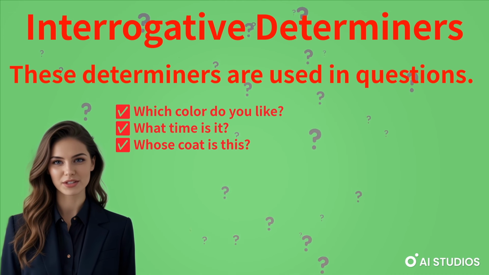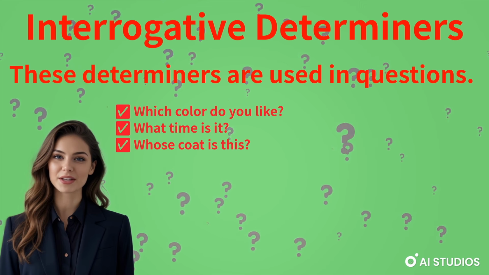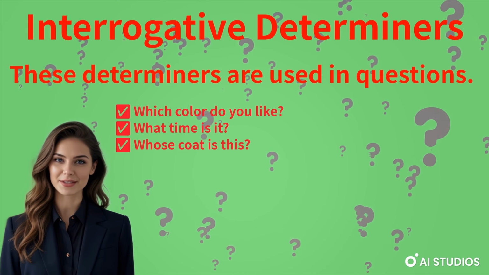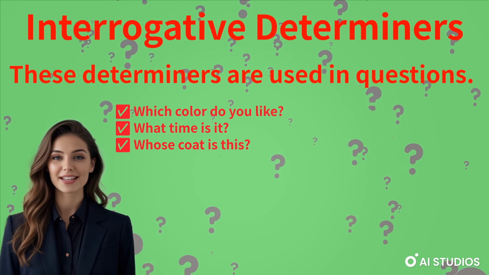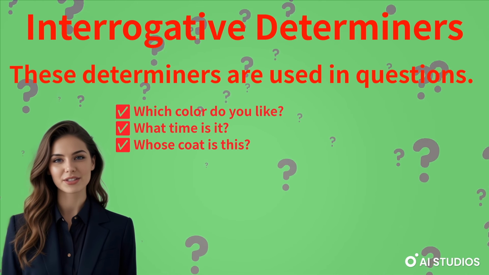Interrogative determiners are used in questions. Which color do you like? What time is it? Whose coat is this? They help in inquiry and clarification.